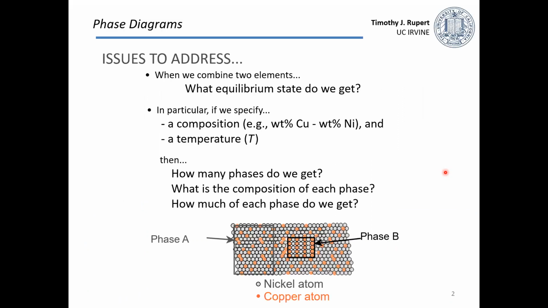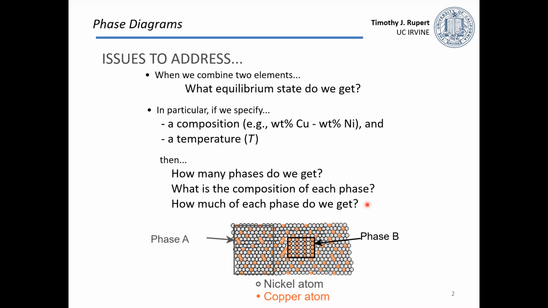Today, we're going to be going over lecture 9, and we'll be introducing phase diagrams. So the issues we want to address are when we combine two elements, we want to understand what equilibrium state or what structure for our material that we get. In particular, if we know the composition and the temperature of our material, can we predict how many phases we would get? What are the compositions of each phase? And then what's the relative balance, or how much of each phase do we have?